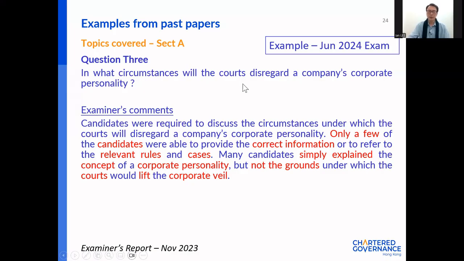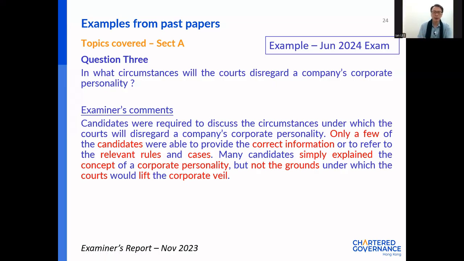So this is quite interesting because this question, in a way, should be an easy question. Based on the examiner's comments, you can see this question is asking about the separate legal entity principle, the general principle, and it's asking you the exception to the general principle, when the court would disregard the company's corporate personality. So for example, when will the court lift or pierce the corporate veil? But I guess maybe because of the wording, some of the candidates were not so familiar, so they did not write down the answer.